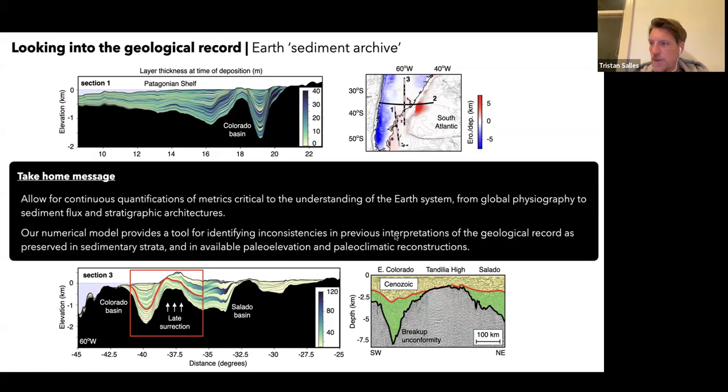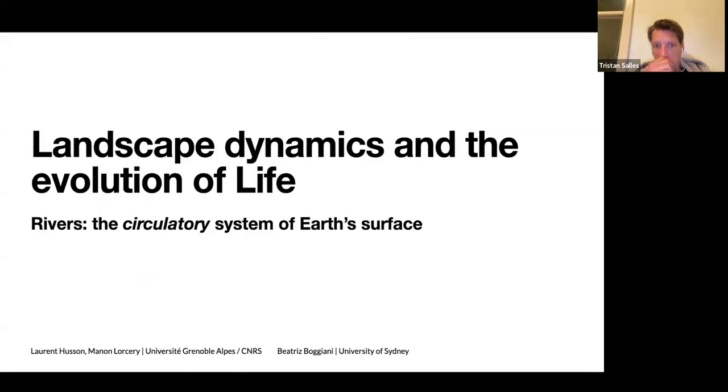So to conclude on this specific part, we are able to use this model to potentially give a bit more quantitative metrics on the evolution of the paleogeography, and use this model to improve on existing paleogeography records. So now I'm going to talk about the second part, which is what we can learn from this model in terms of evolution of life.